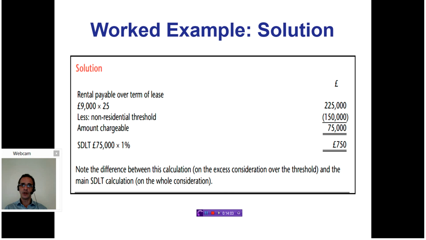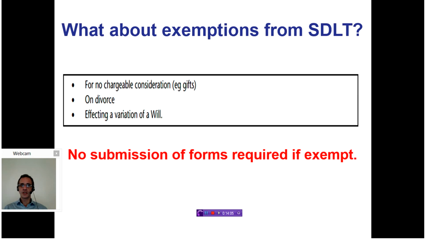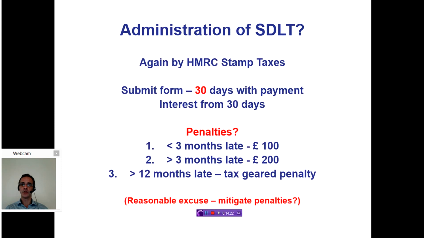Okay. So what about exemptions? Again, one or two here: divorce, gifts, and if an exemption is in play, no administration is required, and no form needs to be filled out and submitted to HMRC stamp taxes unit. So administration, again, by the stamp taxes, 30 days, keeps recurring, doesn't it? That 30-day point needs to be submitted a form with payment, and interest, as you would expect, is from that point, so interest from the 31st day onwards.